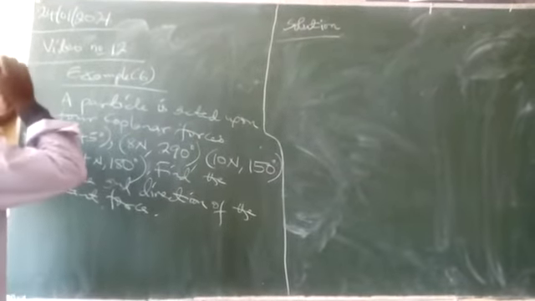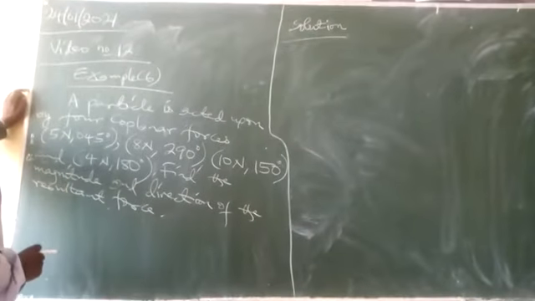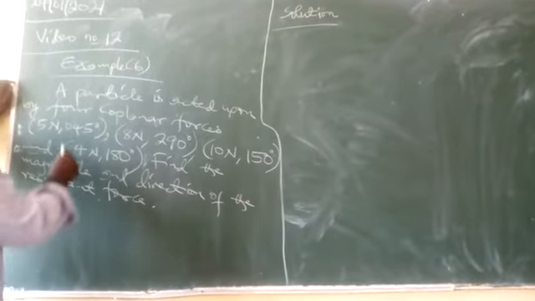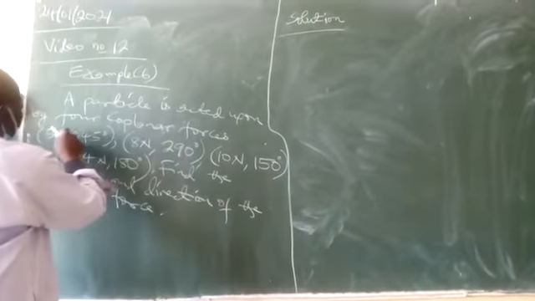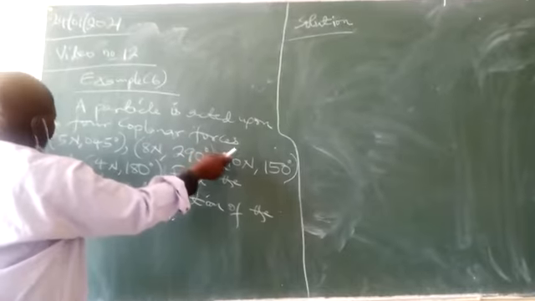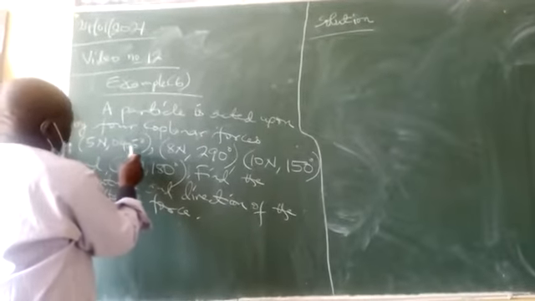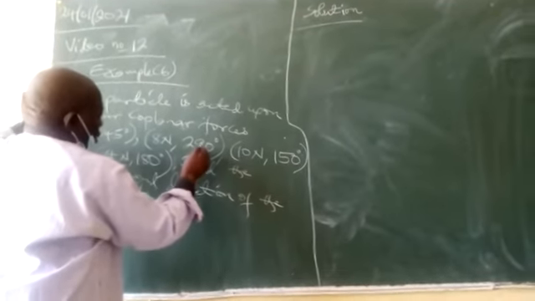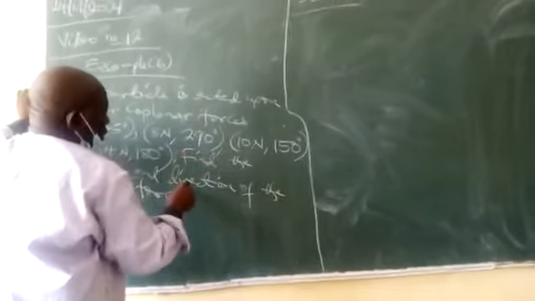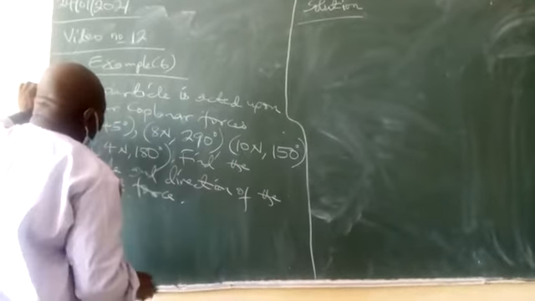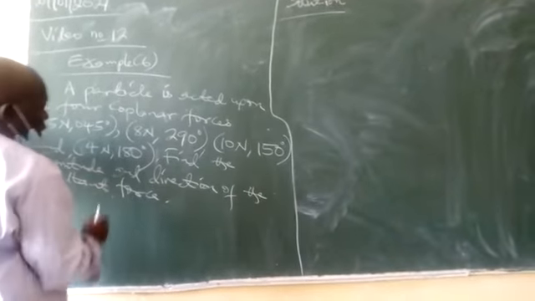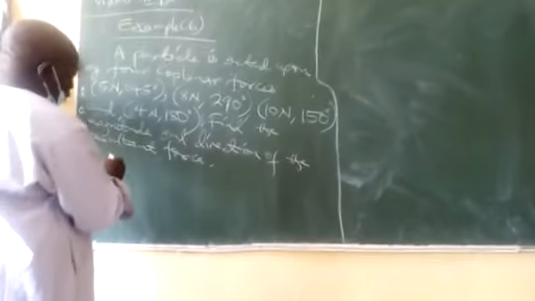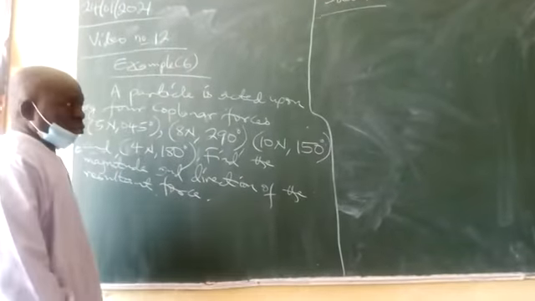Today we proceed to video number 12, example 6. I read the question. A particle is acted upon by 4 coplanar forces: 5 Newton, 45 degrees; 8 Newton, 290 degrees; 10 Newton, 150 degrees; and 4 Newton, 180 degrees. Find the magnitude and direction of the resultant force. That is the question.